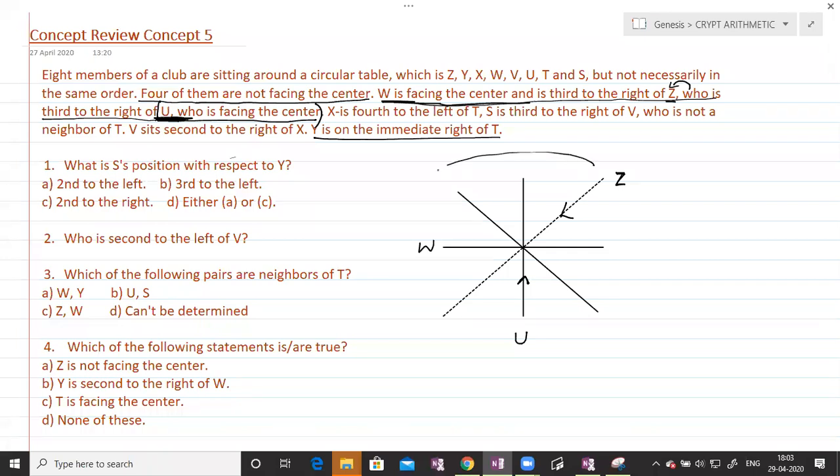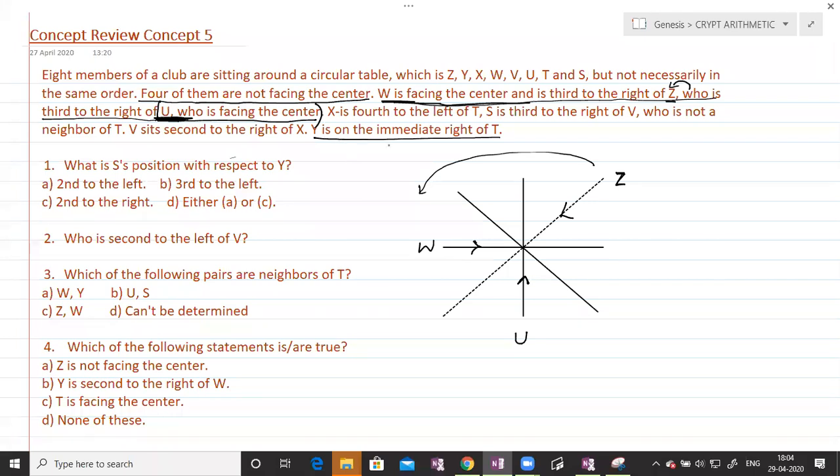This clockwise, no, anti-clockwise, right? I hope you understood. W is here now, and W is given also facing the center. Now I got 3 members who are facing the center. Now there is one more member who is facing the center, and remaining not facing the center. Now check out this. Now look at the last statement. Very last statement now. And we will get the clear idea.